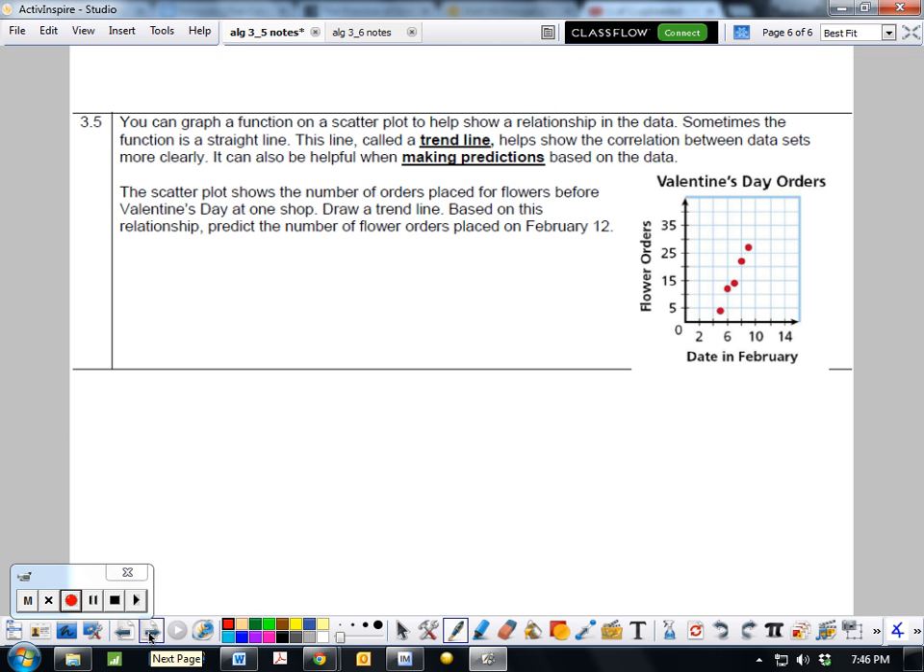Okay, you can graph a function on a scatter plot to show a relationship in the data. Sometimes the function is a straight line. This line, which we're going to call a trend line because we're not using math to really calculate it, we're just estimating, can help show the correlation between data sets more clearly. And it can also help you make predictions based on the data.